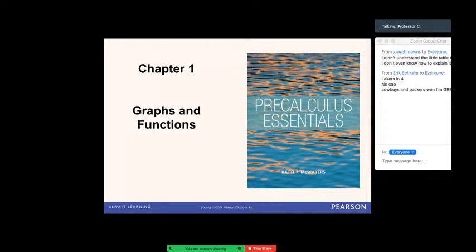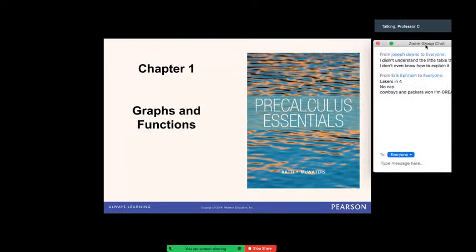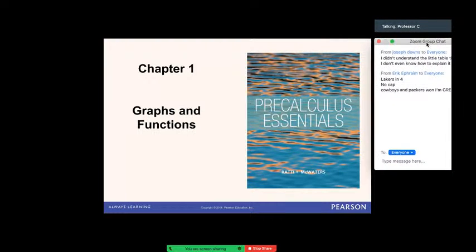Okay, the little table. Lakers in 4. I'm not sure what the little table is. If it's in the homework, make use of the Ask My Instructor. Use the Ask My Instructor, and that'll send me a screenshot, and I can give you context on the homework questions. Okay.